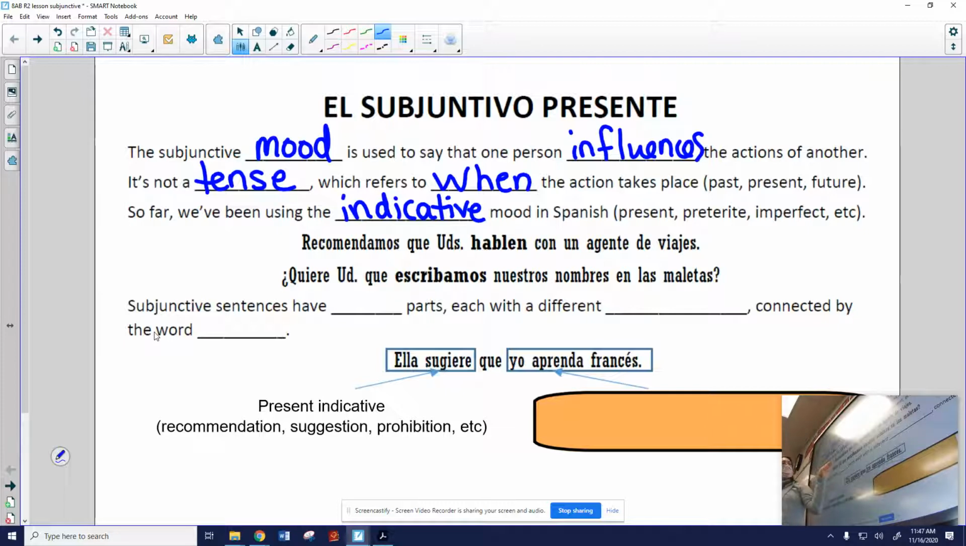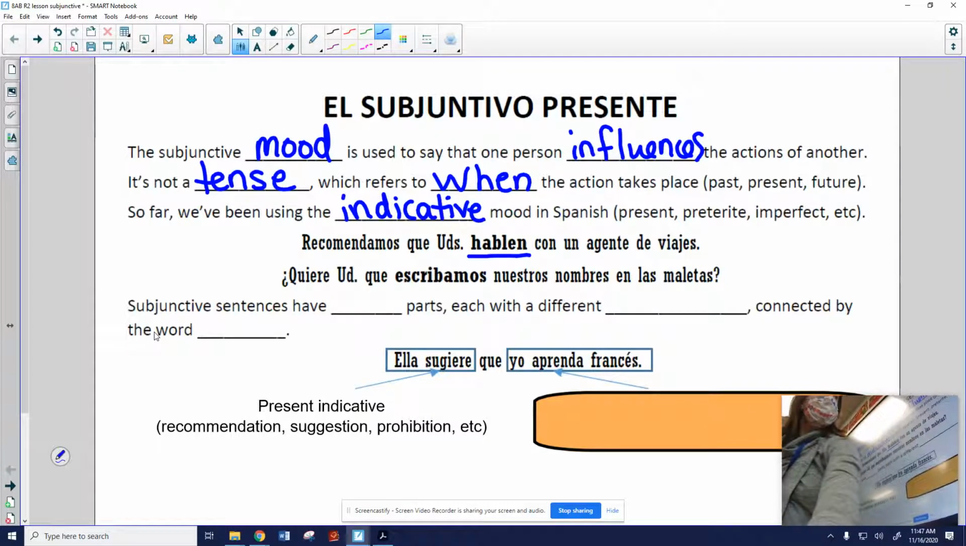For example, recomendamos que ustedes hablen con un agente de viajes. We recommend that you guys talk with a travel agent. So we are recommending, we are influencing you guys, ustedes. ¿Quiere usted que escribamos nuestros nombres en las maletas? Do you want that we write our names on the suitcases? That's a recommendation. You want that we write. So this is in the subjunctive because somebody else is influencing our actions.